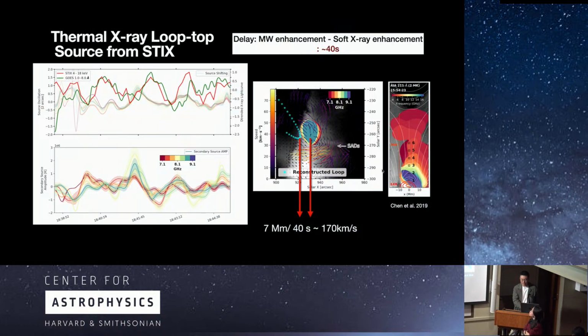As you can see in the right-hand side panel, up here is the microwave source, and down here is the soft X-ray source. There is about a 10 arcsecond difference there, and the velocity of the source is about 140, 150 kilometers per second, and I think the time difference and height difference agree well with each other. Yeah.